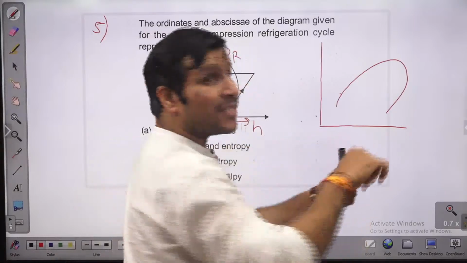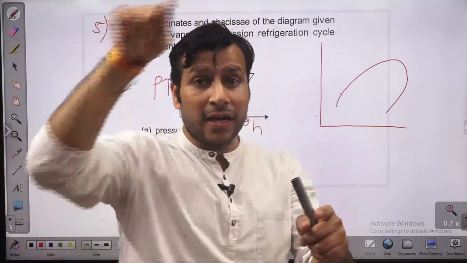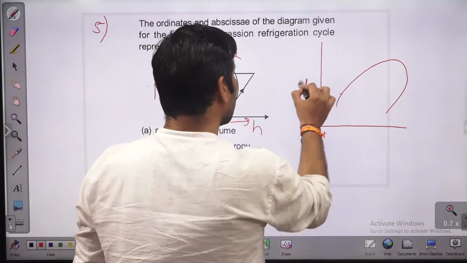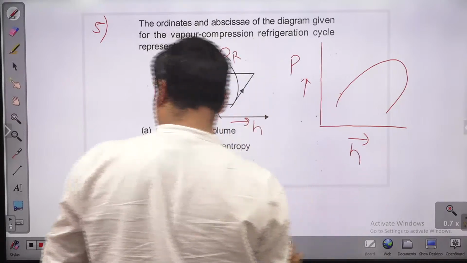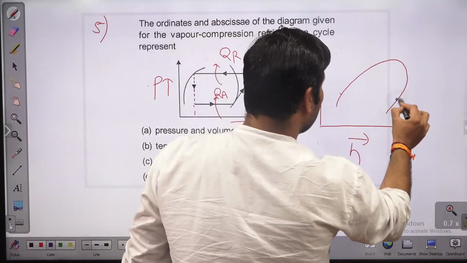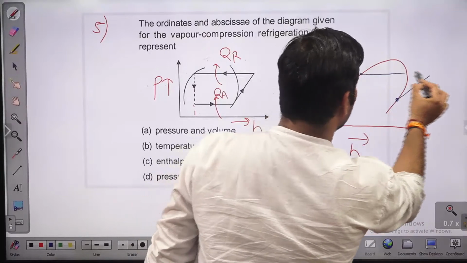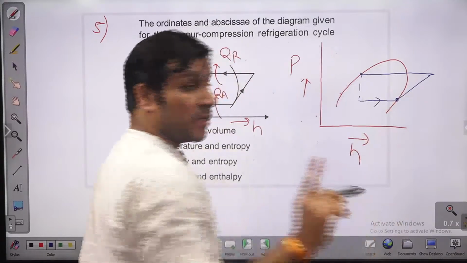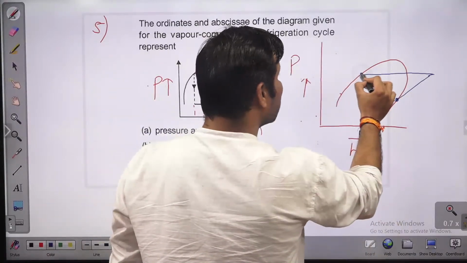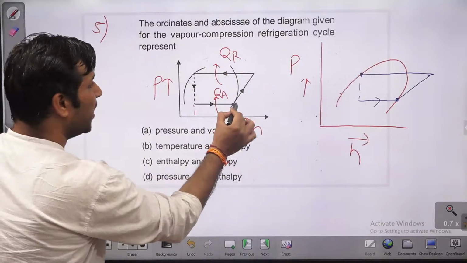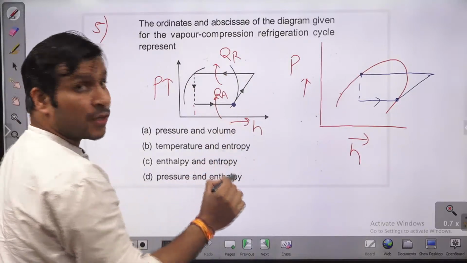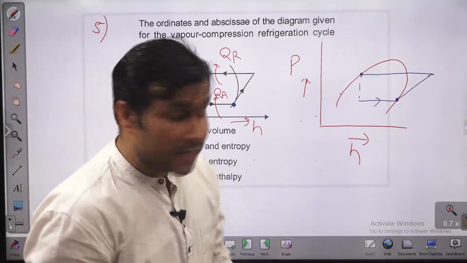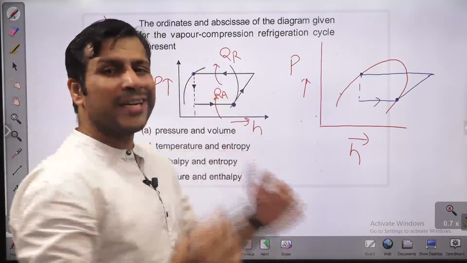For pH, you need to draw this curve slightly like this. For TS we have a kind of symmetrical curve, but for pH we will have a curve something like this. So pH is the pressure versus enthalpy diagram. What we are assuming is that at the exit of the evaporator you have saturated gas, and at the exit of the condenser you have saturated liquid. This is the exit of the evaporator or entry of the compressor. This is the exit of the condenser or entry of the expansion device. So these two points are fixed in a standard VCRS system.